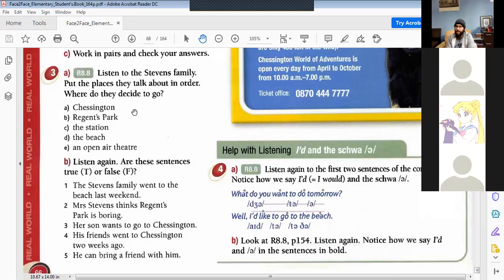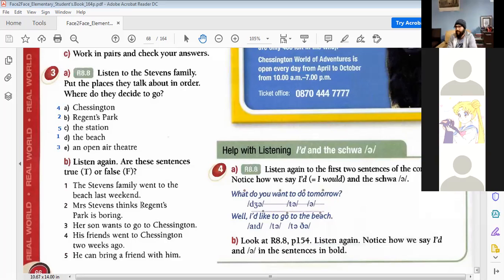Okay, so let's put the things in order first. What's the first thing they talked about? The beach. Okay, so they talked about the beach first. After that? Regent's Park. Right. And then? An open-air theater. Okay, and after that? Chessington. And the last thing, the station. Okay, so where did they decide to go? Regent's Park.